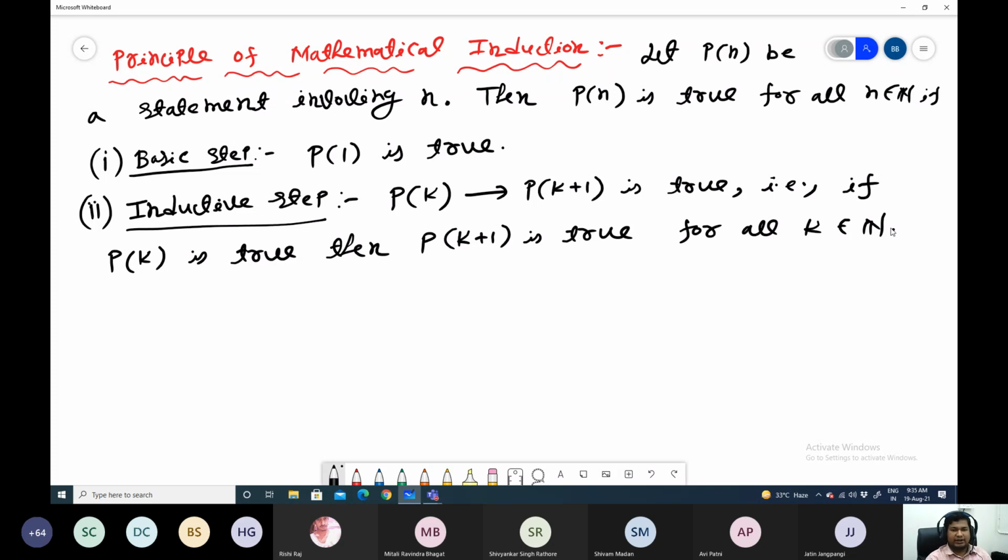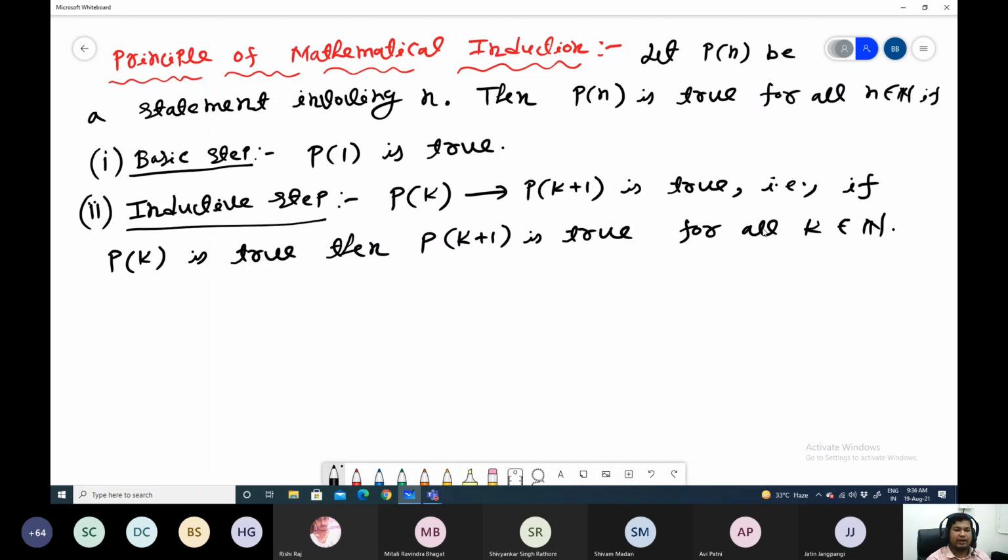Now there is some misunderstanding here. Here we are saying that Pk implies Pk plus 1. That means if Pk is true, then Pk plus 1 is true. But some students take it in some other way, that it is for all k, so that means Pk is true for all k. Note that we are not saying that. In fact, that is our claim, right? This is not our hypothesis. We are not assuming that. We assume that if Pk is true, then Pk plus 1 is true.